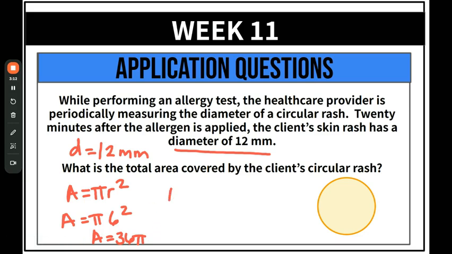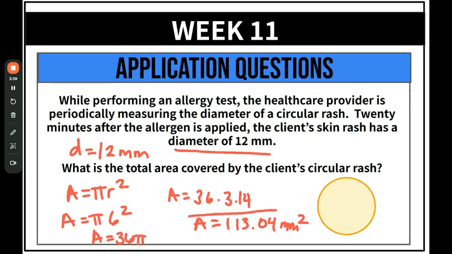Okay? And then when we multiply 36 times 3.14, that's going to give us 113.04 millimeters squared. And something important for area, when we're calculating area, the units are always going to be units squared. So be sure to make note of that in the problems to come.